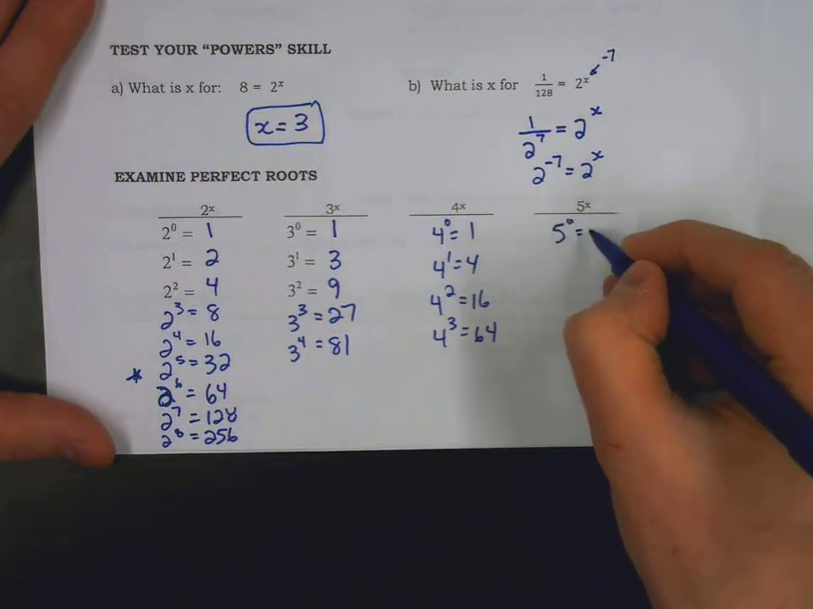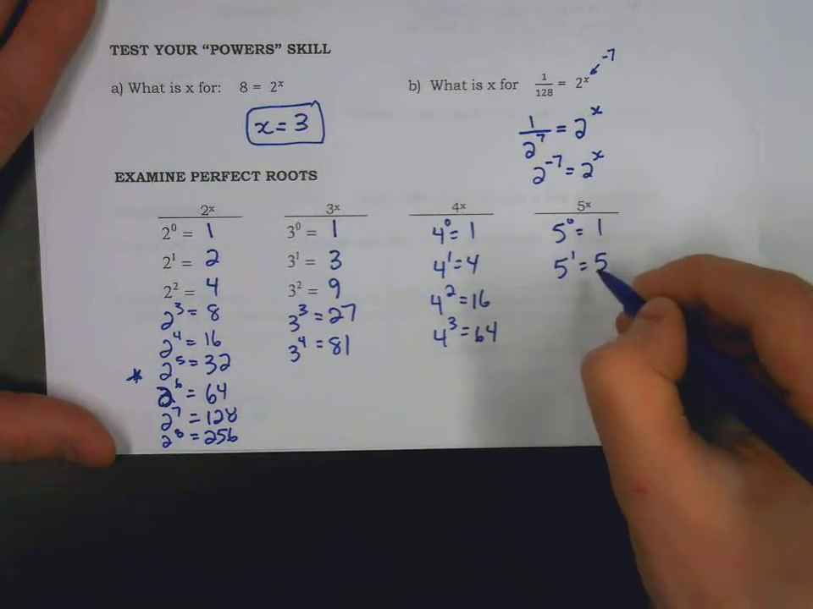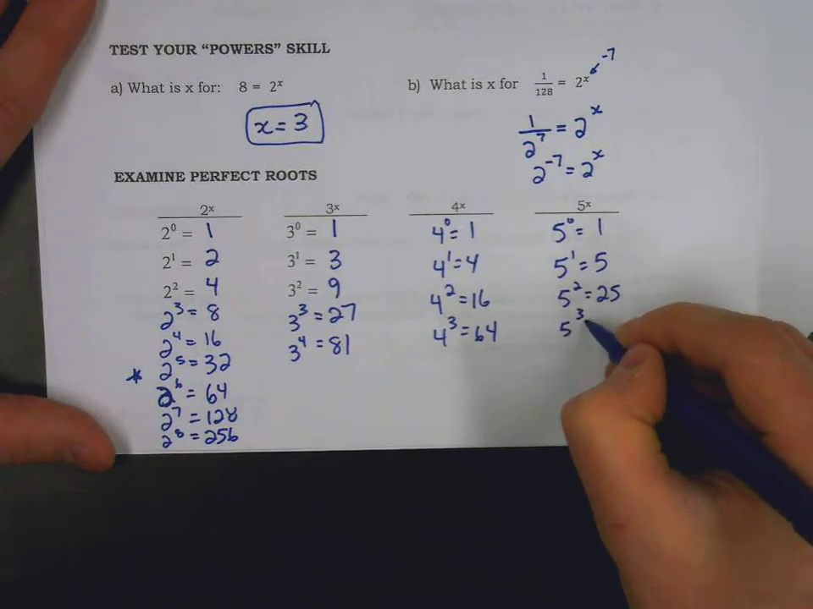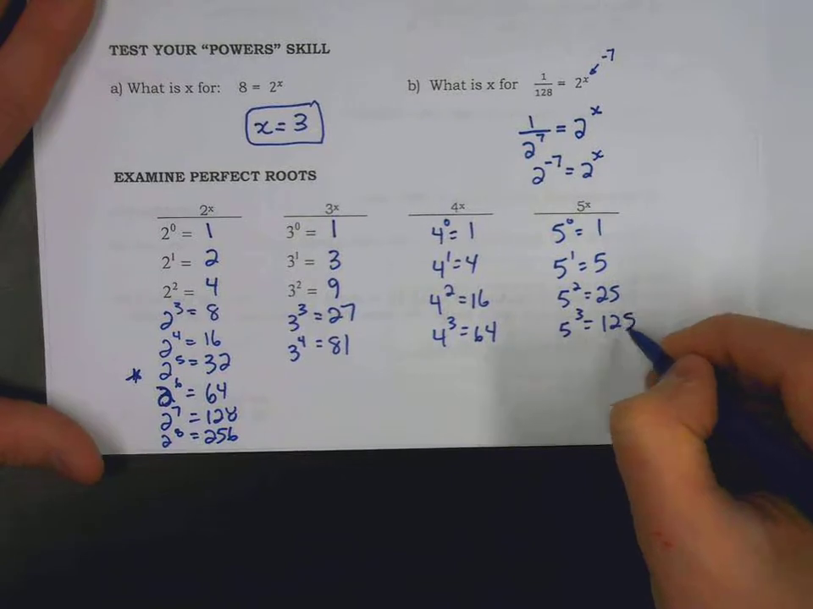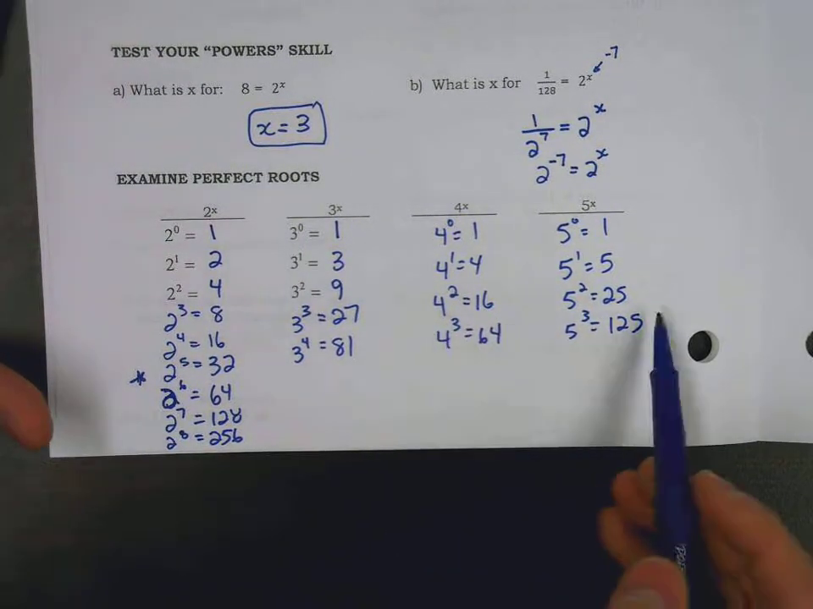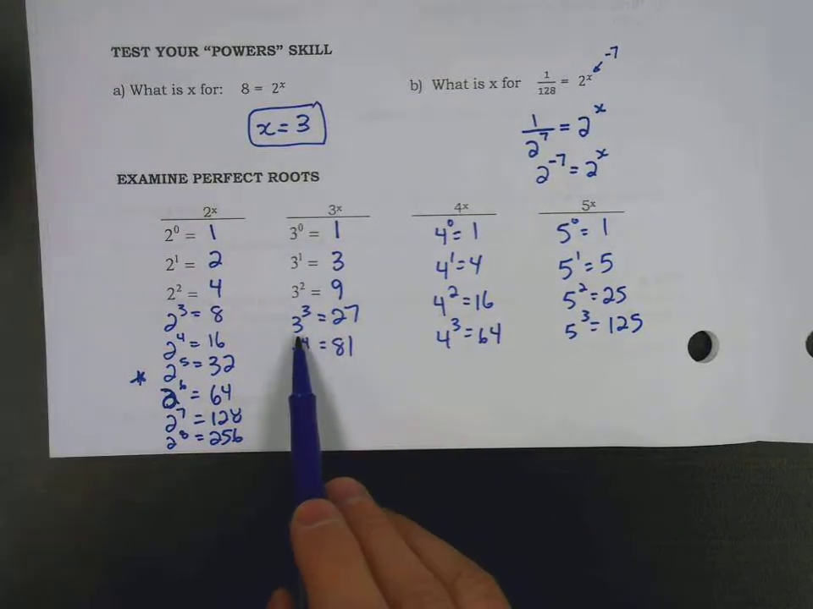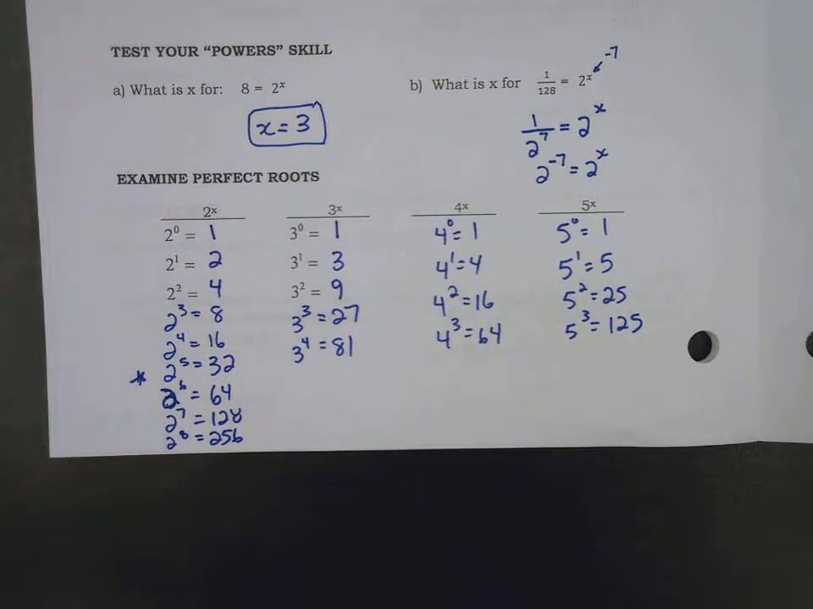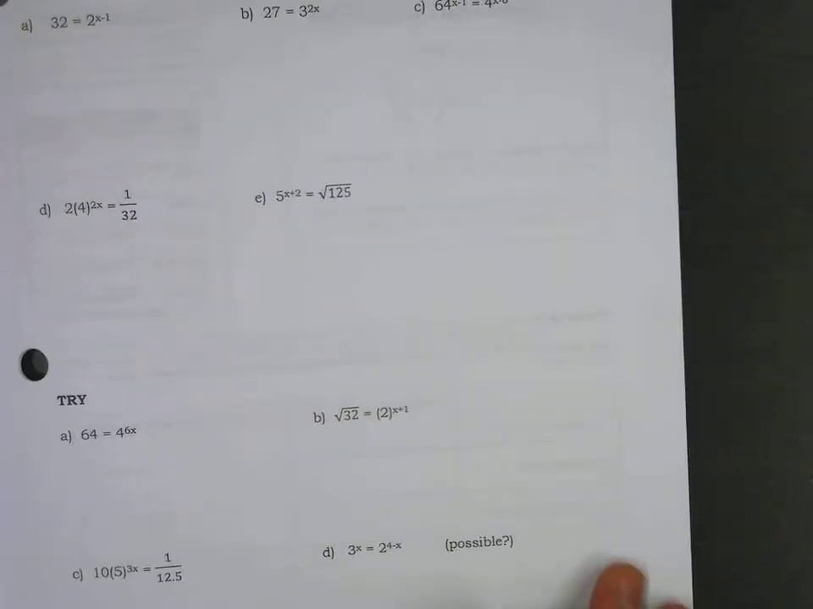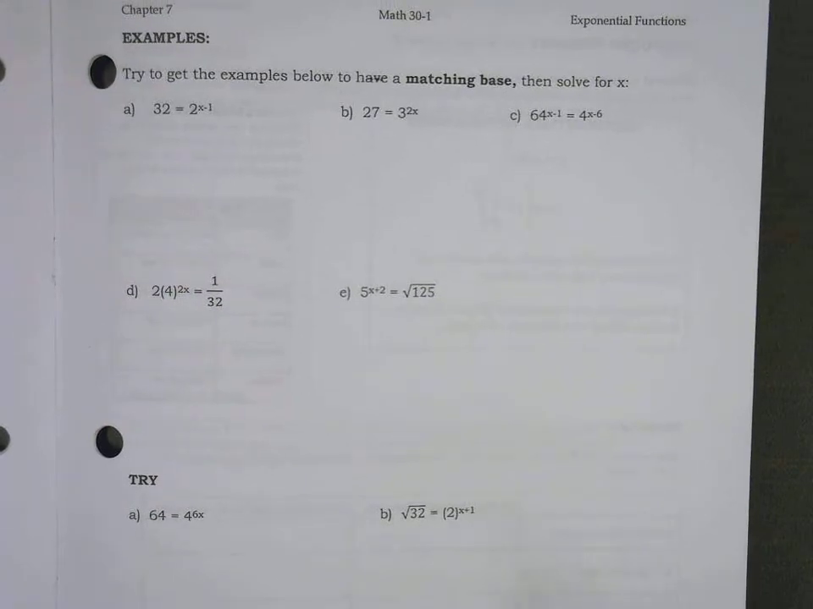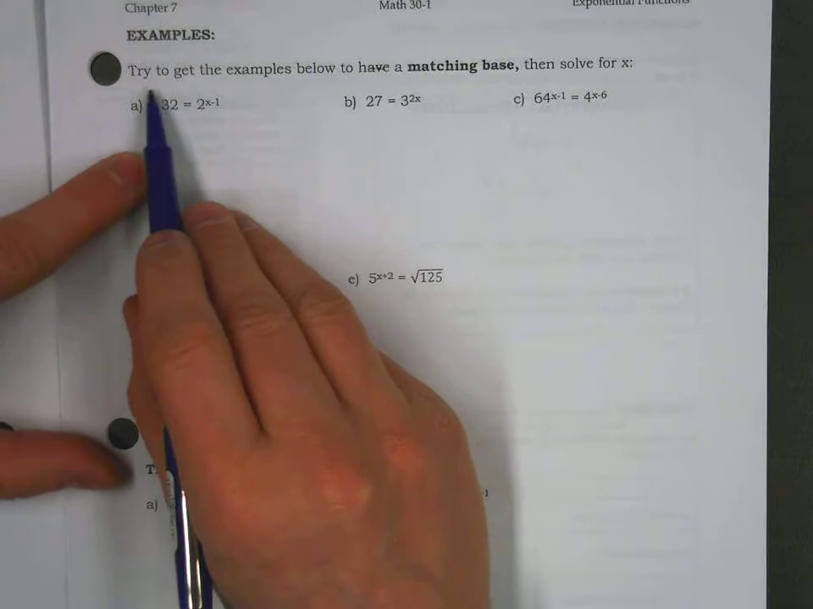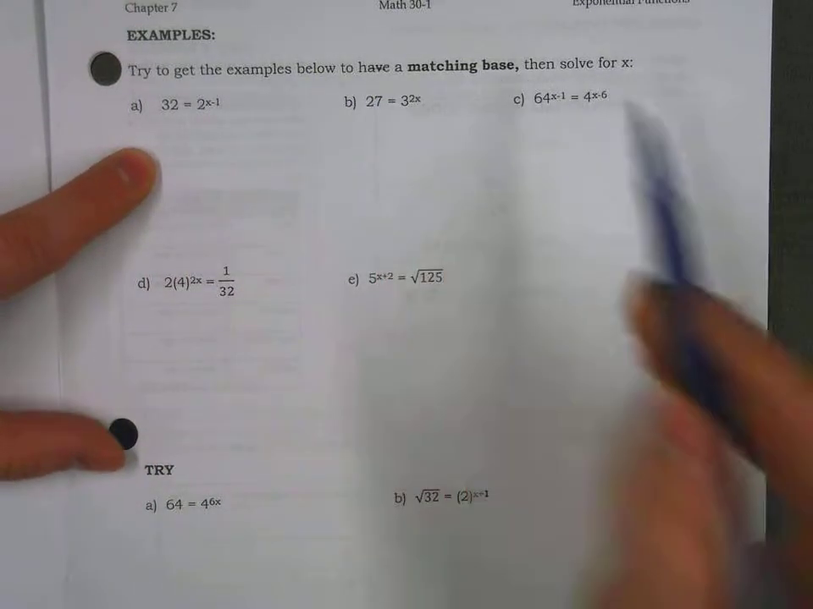You can build these lists as high as you want, but what you're kind of looking for is to say, you know what, if I see one of these numbers, I kind of know that it's in a certain list. So if I see the number 27, I know that it's not in a base 2, it's not in a base 4, it's not in a base 5. I know that 27 is of a base 3. And then you can reason through what the power is. So that's the logic that we're about to be delving into as we look at solving exponential equations, which is the first half of today. So try to get examples below to have a matching base, then solve for x.